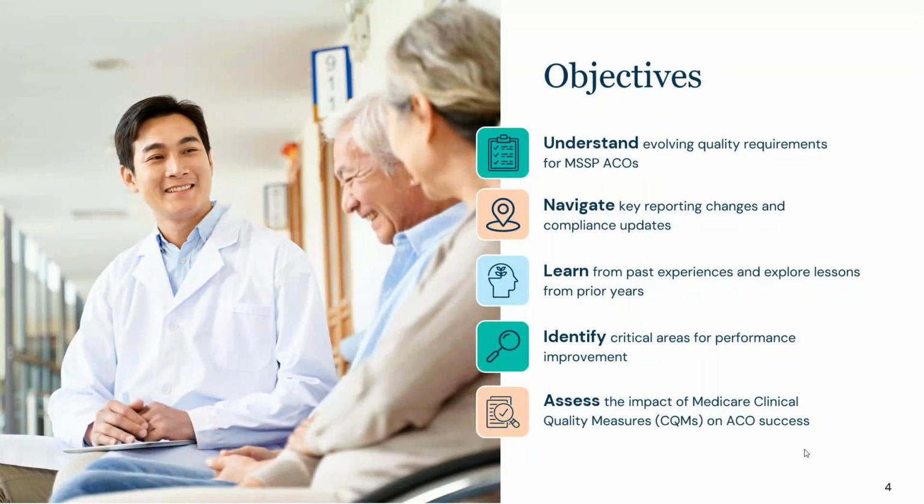So the objectives of this webinar, as I mentioned briefly, are understanding the evolving quality requirements for MSSP ACOs, and also giving material and education on how to navigate, learn, identify, and assess different types of reporting changes, and learning from the previous year's experiences. It is also about identifying areas of performance improvement, not only leveraging where your organization is now, but as these programs continue to get more challenging and mature, identifying performance improvement, and then also assessing the quality measures for ACO success.